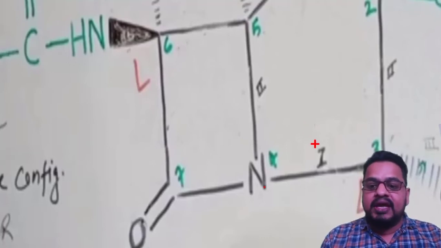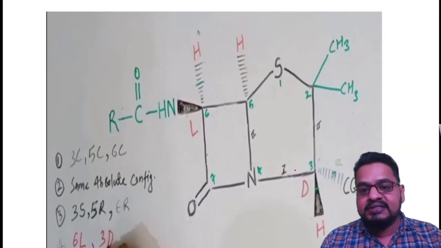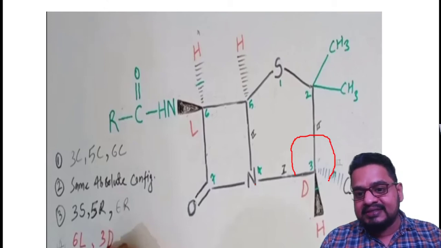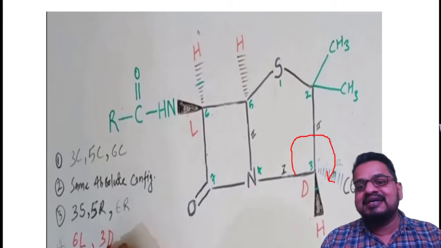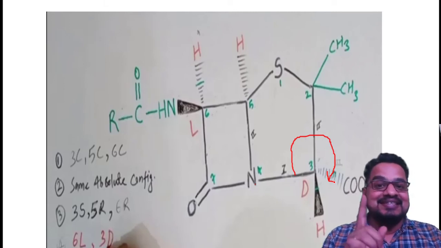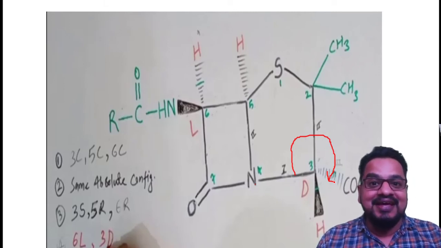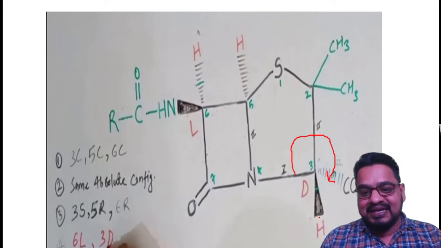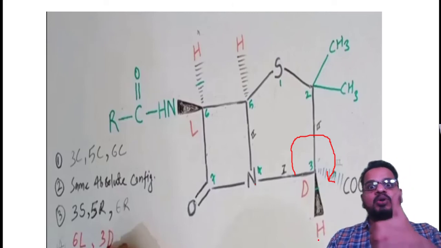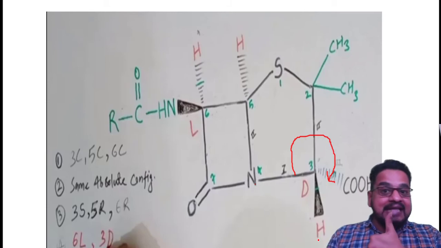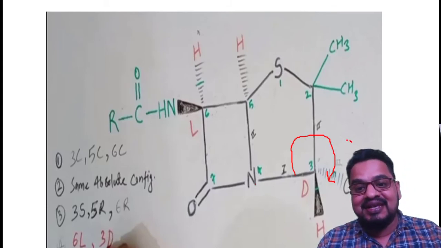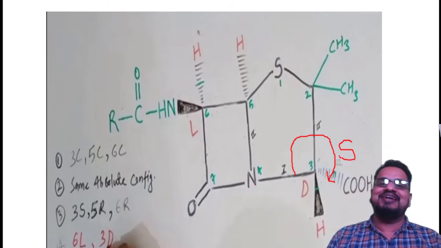Understand? So if you check the priorities, from 1, this is 2 and this is 3. So what is this? This is in a clockwise direction. Now as this is in a clockwise direction, we have to check the position of the lowest priority atom or group. Who is the lowest priority group? That is this proton. Now this proton is above the plane and the rest of the groups are in a clockwise direction. That means this configuration is called S configuration.